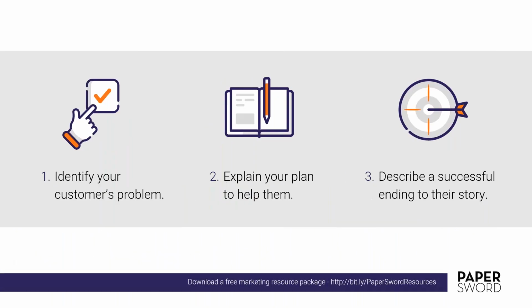So when you build your elevator pitch or your one-liner, you're going to do three things: identify the problem, explain your plan to help them, and then describe a success, the promised land. You tease the promised land. I'm going to take you through each one of these points, and give you some examples of elevator pitches I've heard in our industry that have been very, very good.